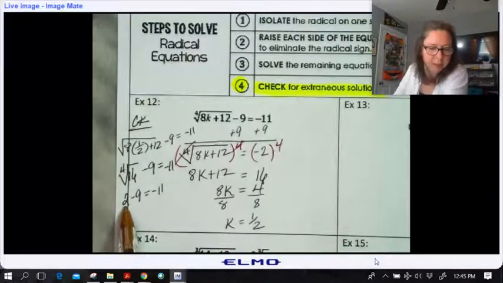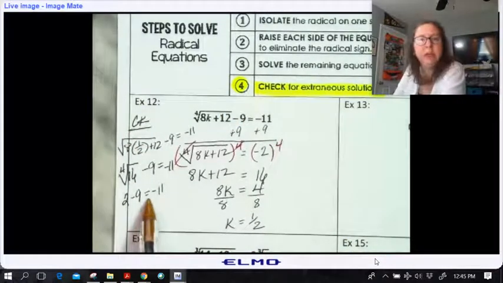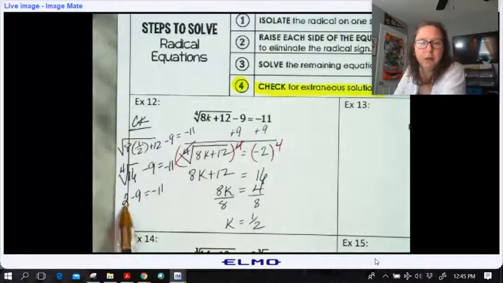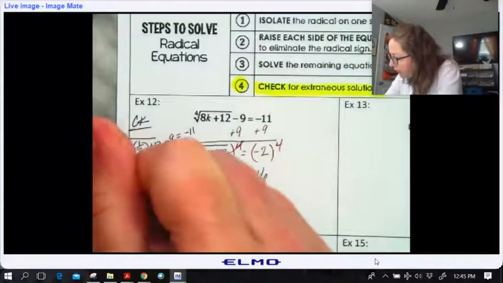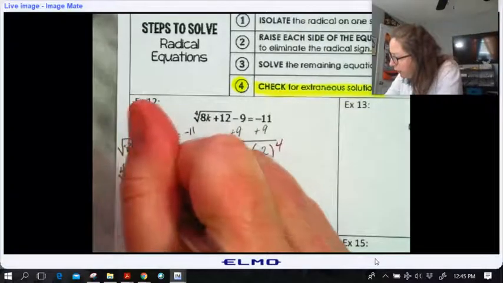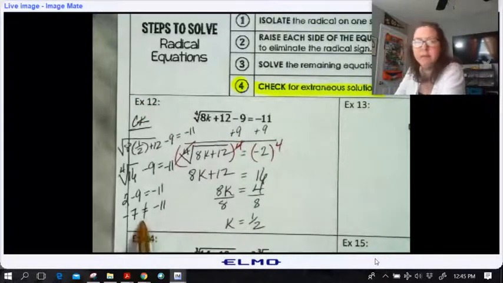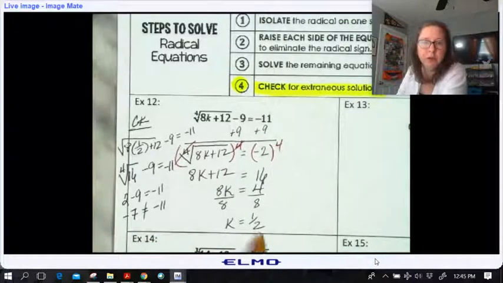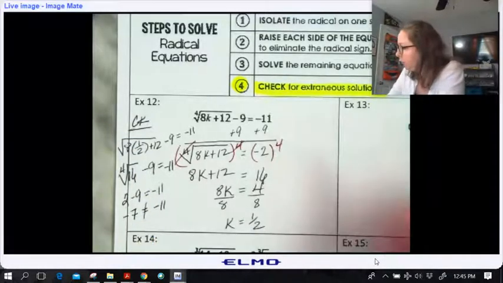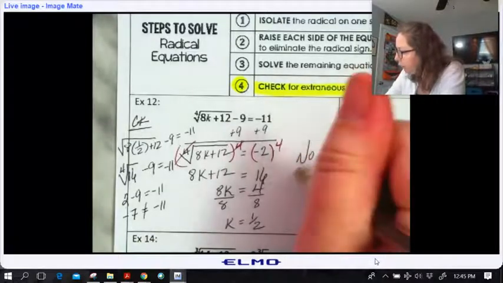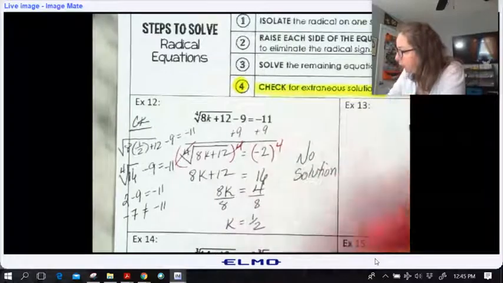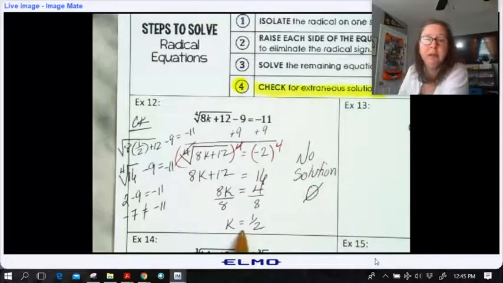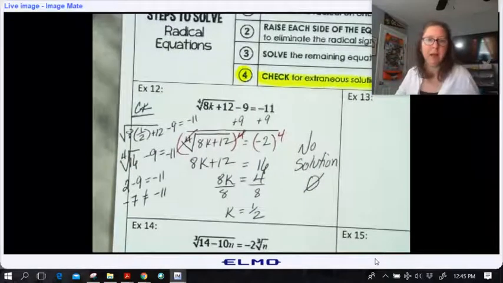And then 2 minus 9, does that actually equal negative 11? No, that equals negative 7, not negative 11. So this means that I got a solution, but it's an extraneous solution. It doesn't actually satisfy this equation when I plug it back in. So in this case, I have no solution. I have one extraneous solution, but I have no valid solutions. So that's kind of what it looks like.